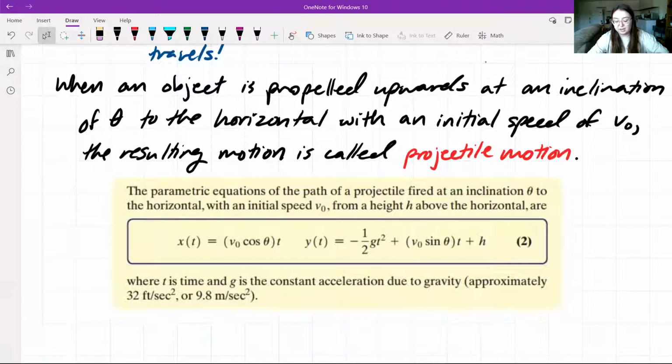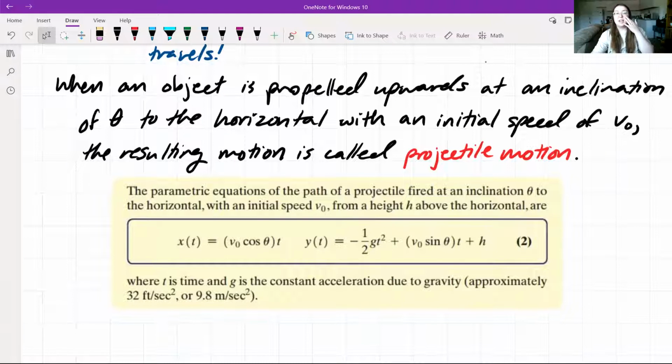The parametric equations of the path of a projectile fired at an inclination theta to the horizontal with an initial speed of v naught, or v sub 0, from a height h above the horizontal are going to give us the equations x of t is equal to v naught times cosine of theta, all times t. Then y of t is equal to negative 1/2 g times t squared plus v naught times sine of theta times t plus h, where t is time, and g is the constant acceleration due to gravity, approximately 32 feet per second squared, or 9.8 meters per second squared. Those are our values for gravity.